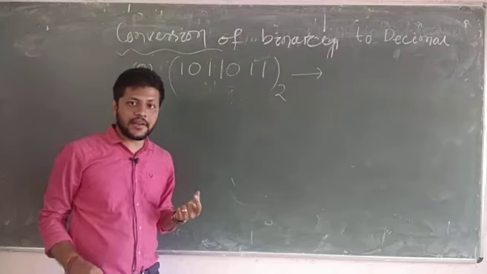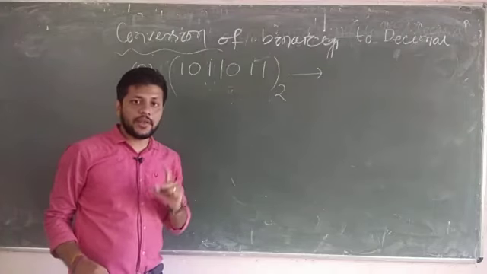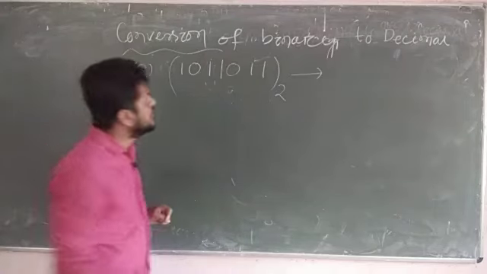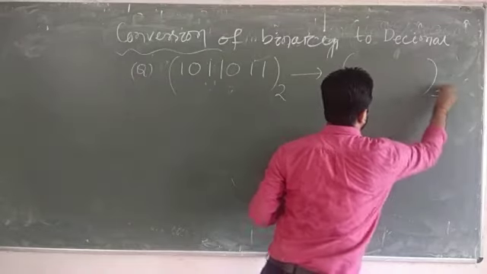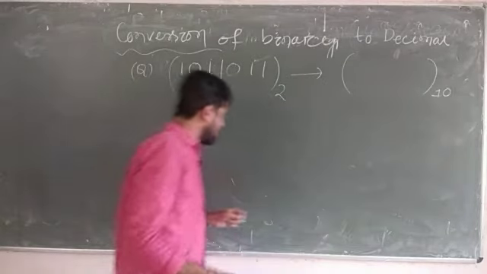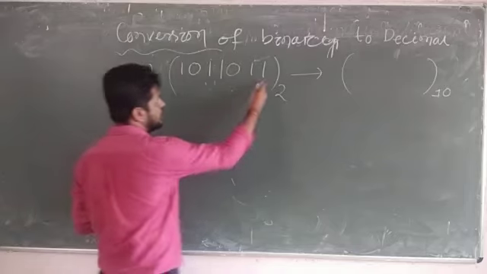How can we say this is a binary number? Because the base is 2. So base 2 means the number is binary. So I need to convert this number into decimal, binary to decimal. How can I convert this? So what is the positional weight of this number?